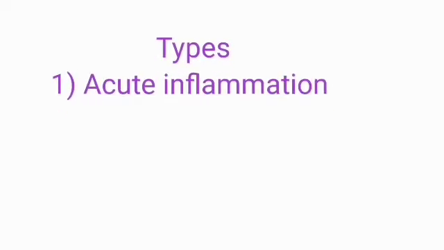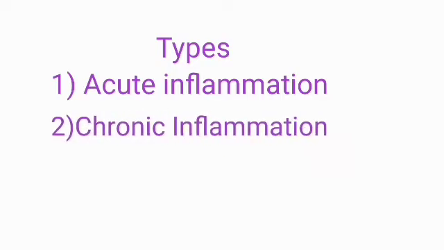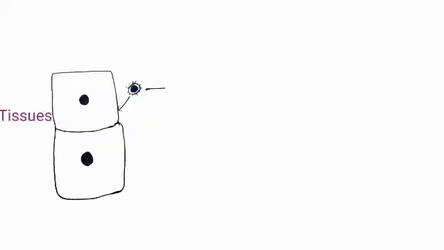damage. There are two types of inflammation, acute inflammation and chronic inflammation. As inflammation is a huge topic, I'm going to talk only about acute inflammation today. Suppose this is a tissue which is injured by an offending agent, for example bacteria. Due to tissue injury, the cells native to the tissue will release different kinds of cytokines.